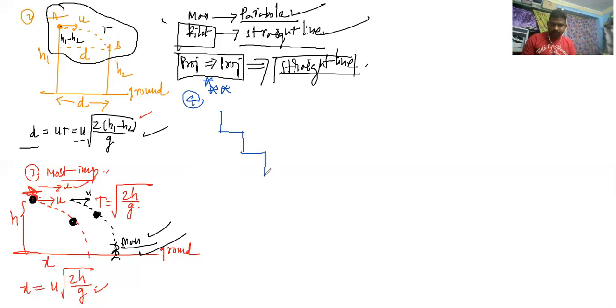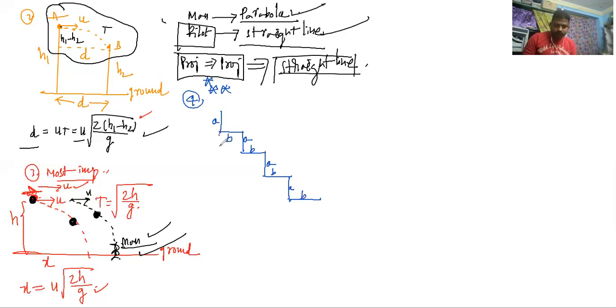Drawing some steps here. Not a good artist, but still you need to bear. So there are steps. One, two, three, four steps. The height of each step is A, the width of each step is B. Understand? So this is A and this is B. This is A and this is B. This is A and this is B.